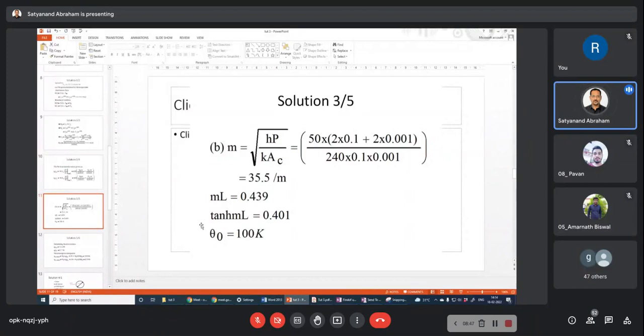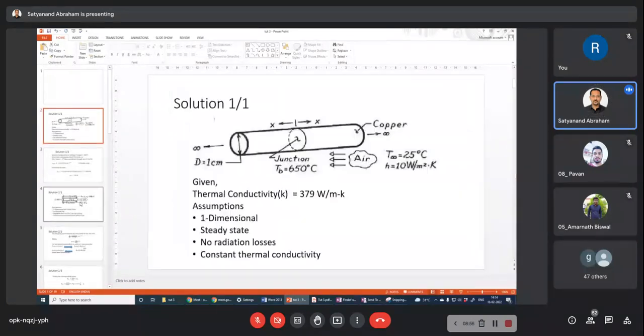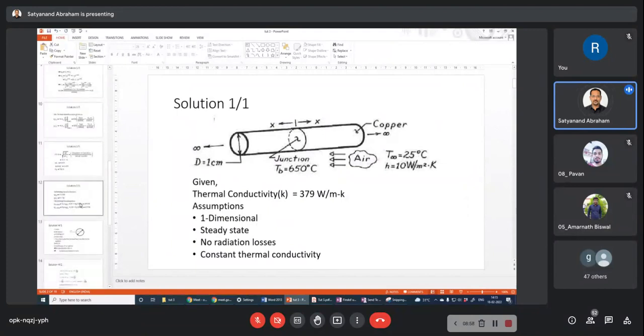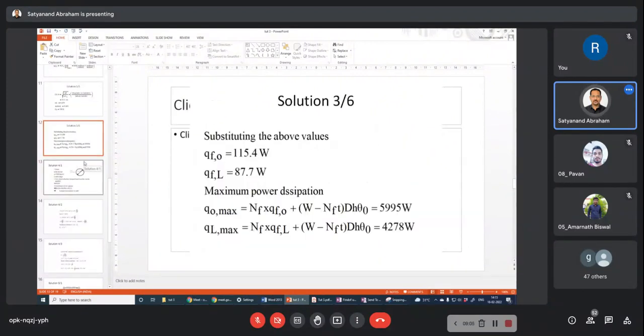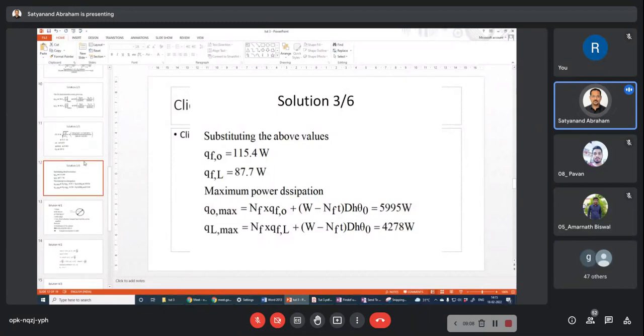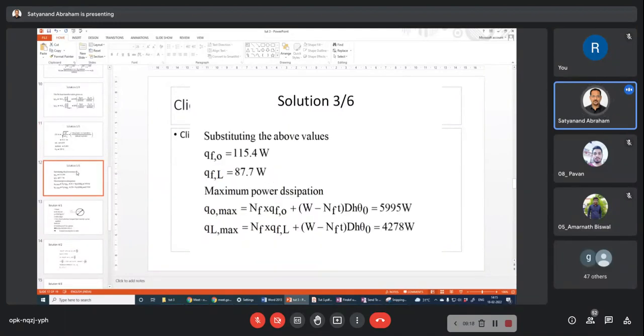I'm skimming through this because I don't have my writing part with me. So what I will do is send this particular solution for this tutorial, because I know it is difficult for you to understand without my writing part. So you can go through that. But for now, I'm just skimming through.